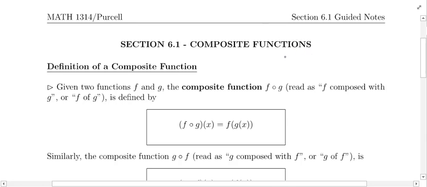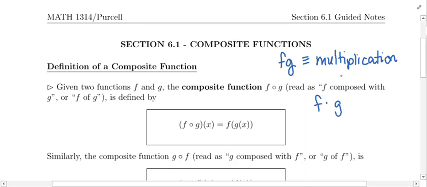Back in the day, if we saw fg just like this, this is multiplication. If there's nothing in the middle of f and g, it's understood to be multiplication. Similarly, if you have just a dot, this is also multiplication. But now you've got this brand new symbol with this little open circle, and that is the symbol for composition. So make sure you understand the difference between composition and multiplication. The little circle just indicates composition.